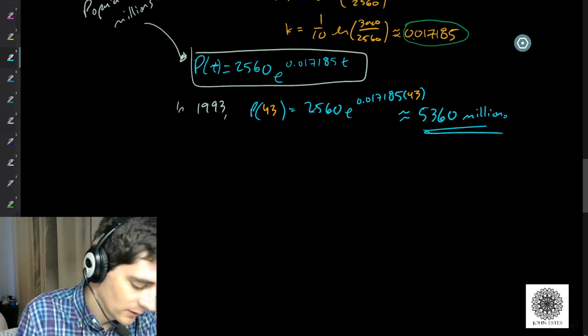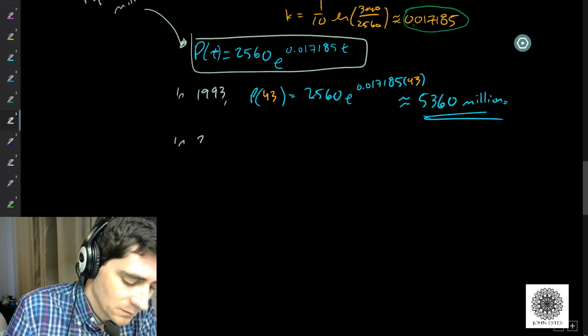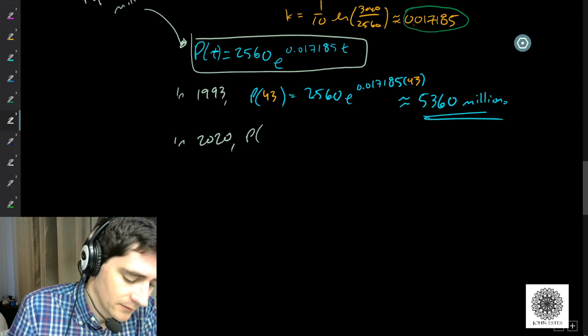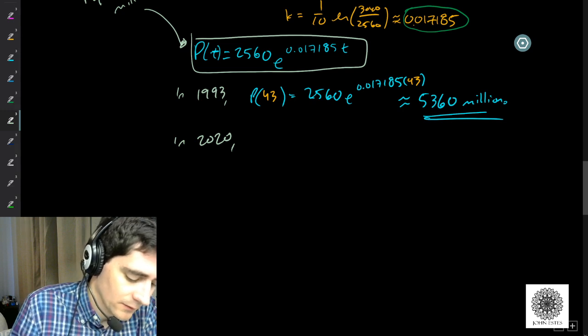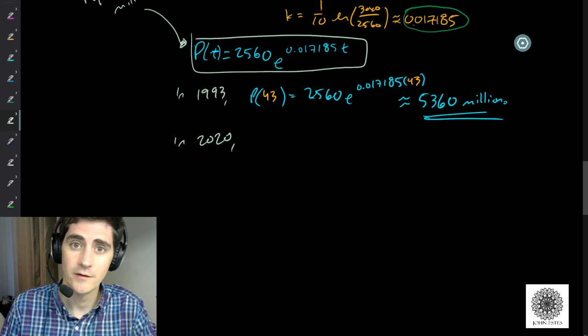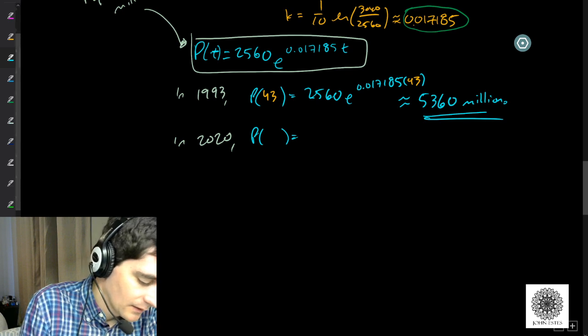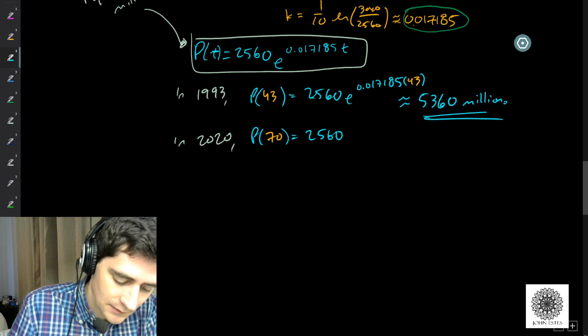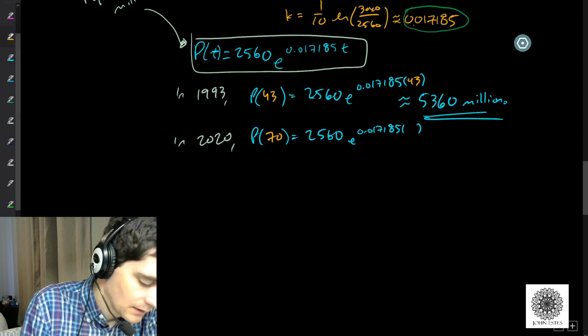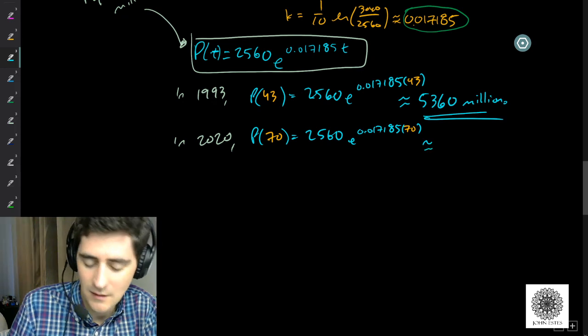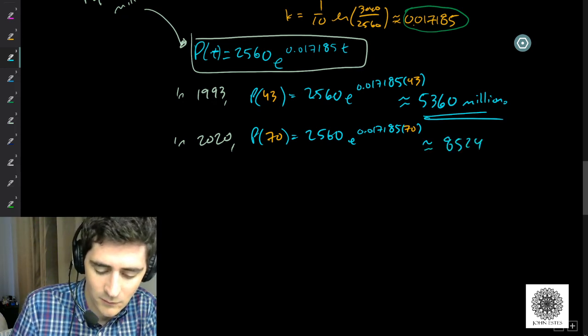All right, so according to this model, what about in 2020? So in 2020, we're looking for P of what? So 2020 would be 70 years after 1950. So I'm plugging in 70 for t in the same model, e^(0.017185 × 70). If you plug that in, you should get approximately 8,524 million. Okay.